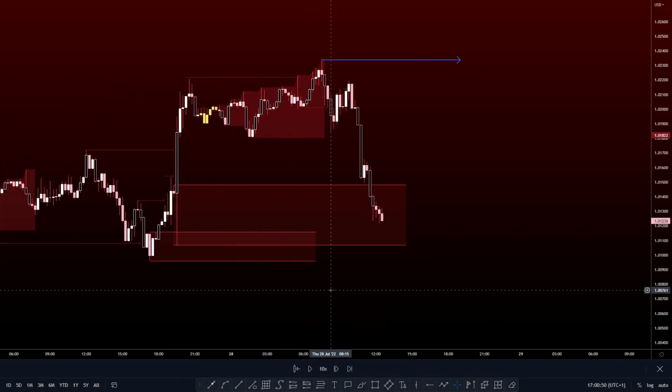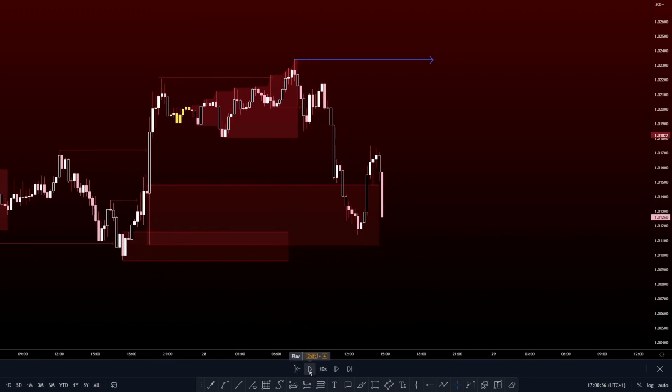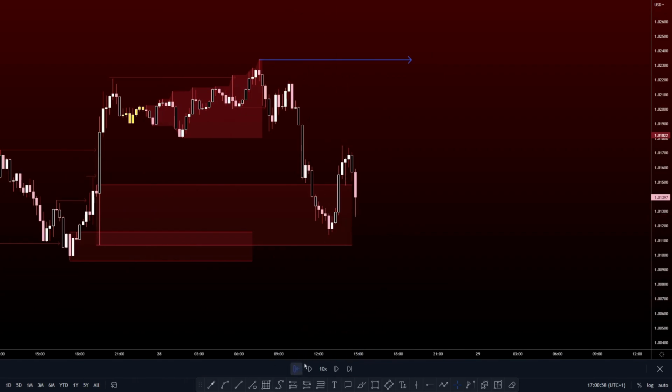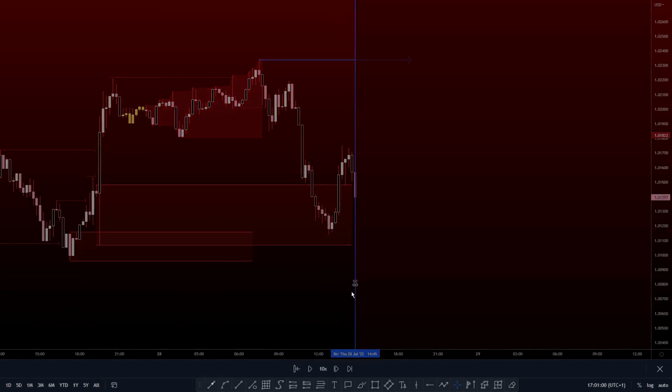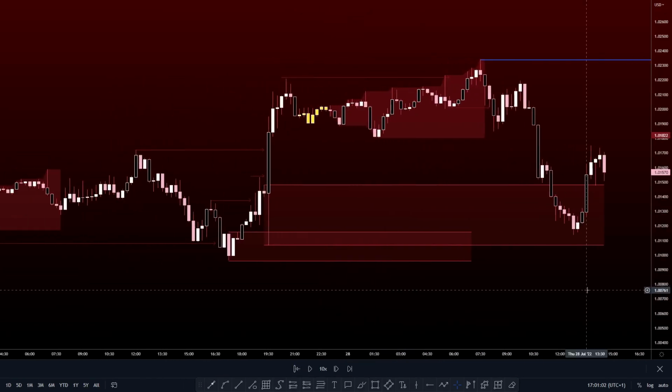So we can see that the market has come back into our demand zone. Like I said, you'll see that it actually comes into this mitigated zone by here before going higher. Just going to rewind the market just a bit there.